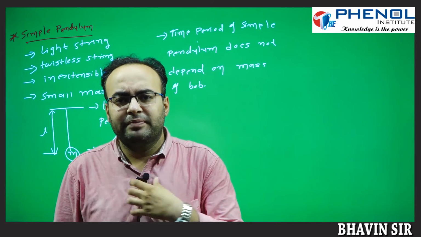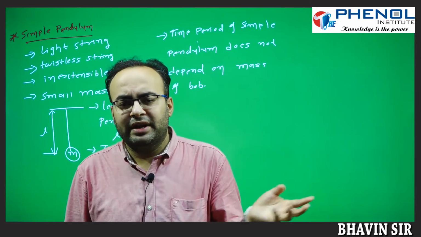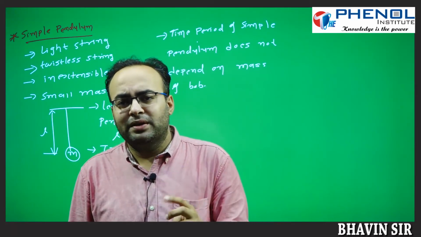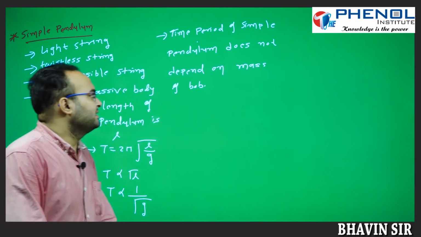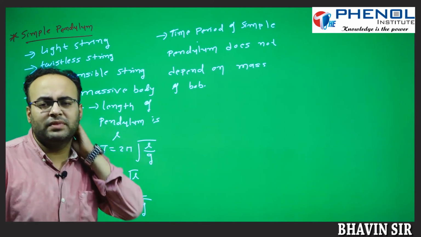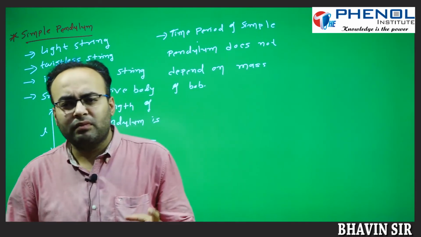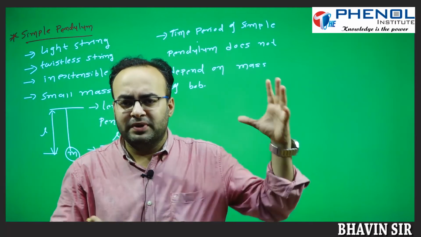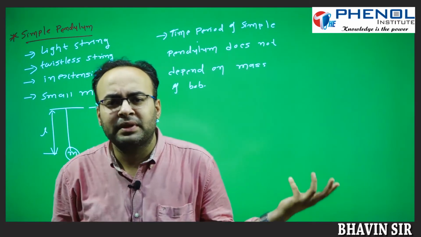It means this time period is directly proportional to root of length of pendulum and inversely proportional to gravitational acceleration. But the time period of a simple pendulum does not depend on the mass of the bob. So this is the simple pendulum. We discussed two types of pendulum, students. First we discuss all the cases for simple pendulum, then we discuss compound pendulum.